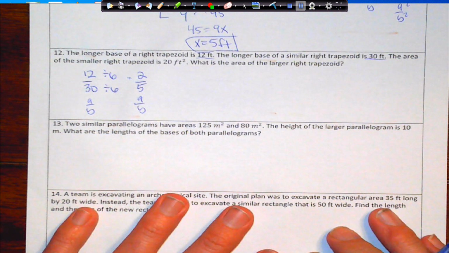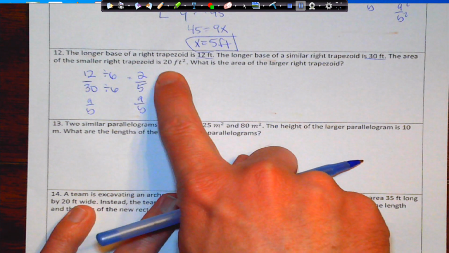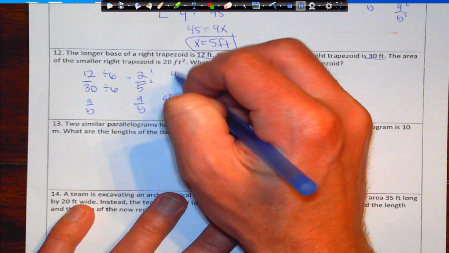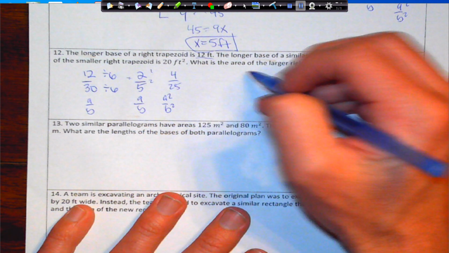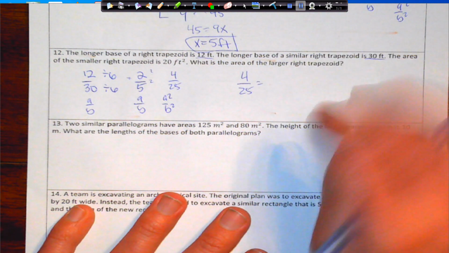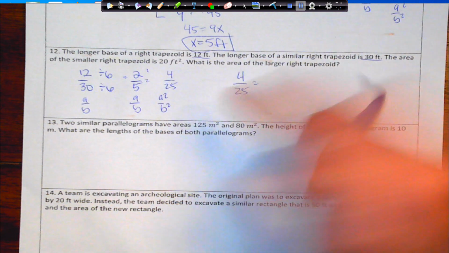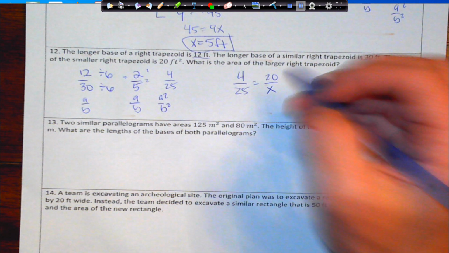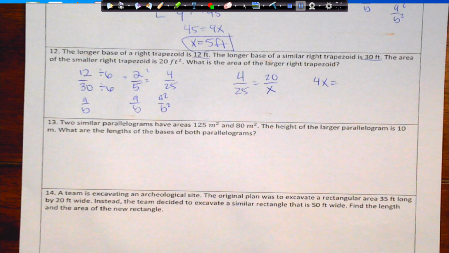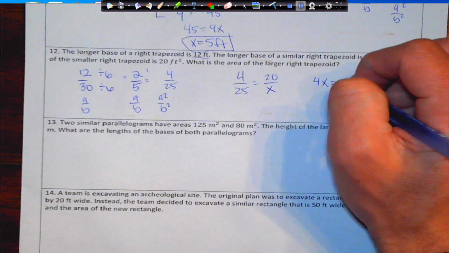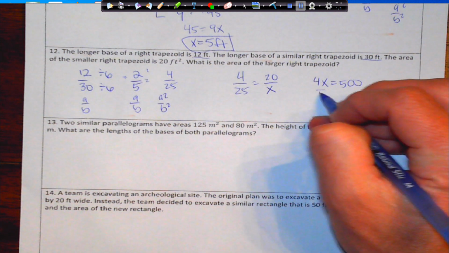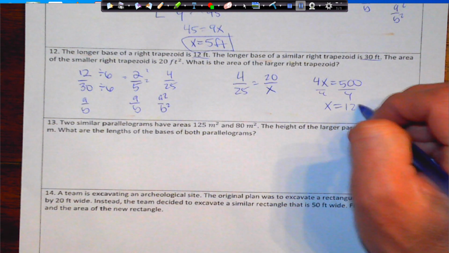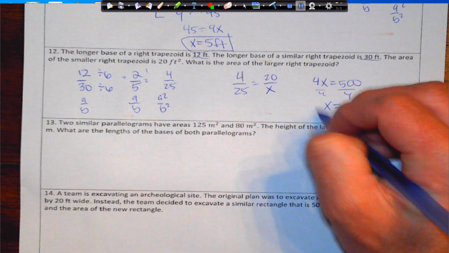Okay, 2/5. Again, since we're dealing with area, I want to convert this into A squared to B squared. So if I square this, we get 4/25. So I'm going to use this. And then they said the area of the smaller is 20, so that's going to go on top, larger on the bottom. We're going to cross multiply. We get 4x equals 20 times 25, which is 500. Divide by 4, and x is going to equal 125 square feet.